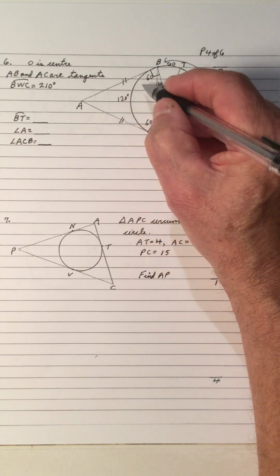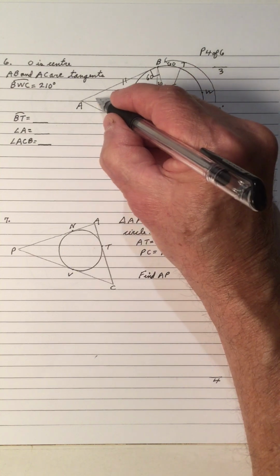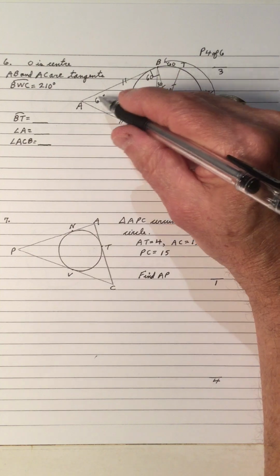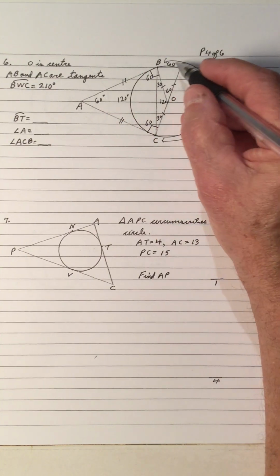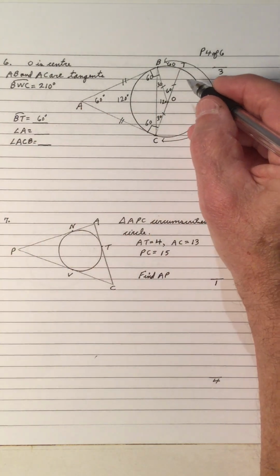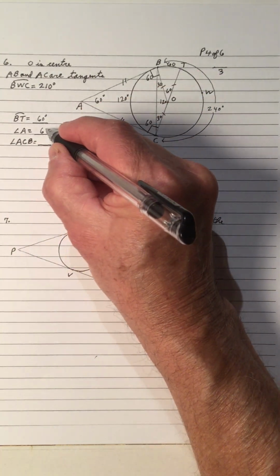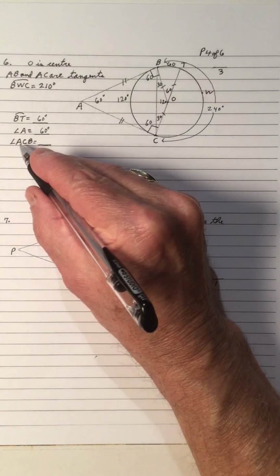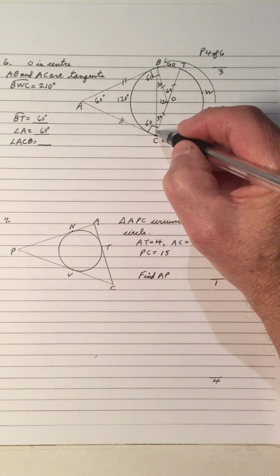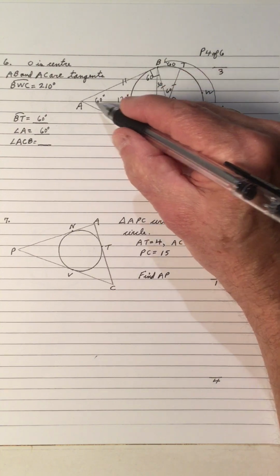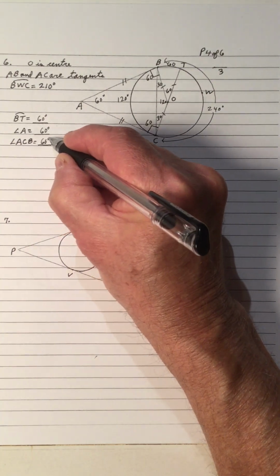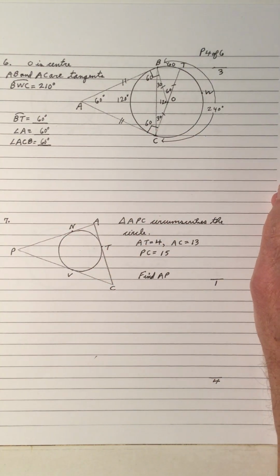180 in a triangle, 120 plus 60 makes 180. So do we have it all? Do we have the arc BT? 60. Do we have angle A? 60. Do we have the angle ACB? Angle ACB is this angle here. So that's 60. Oh, they're all 60. So 3 marks if we get each of those right.